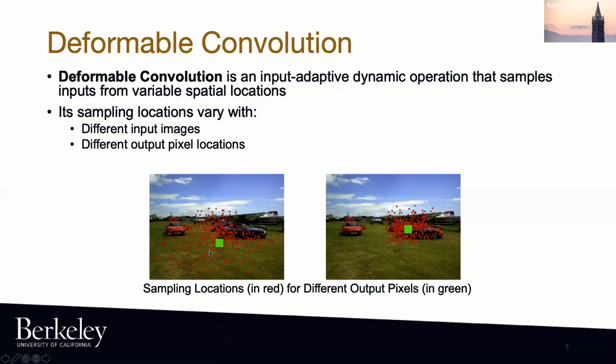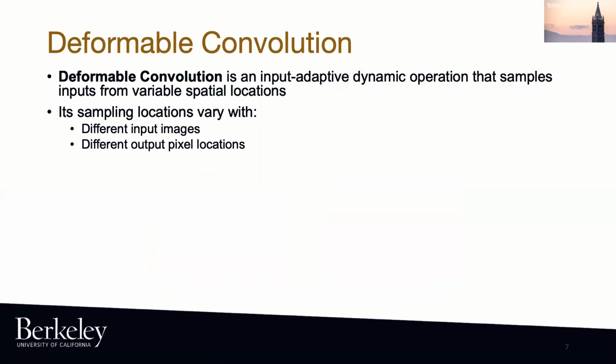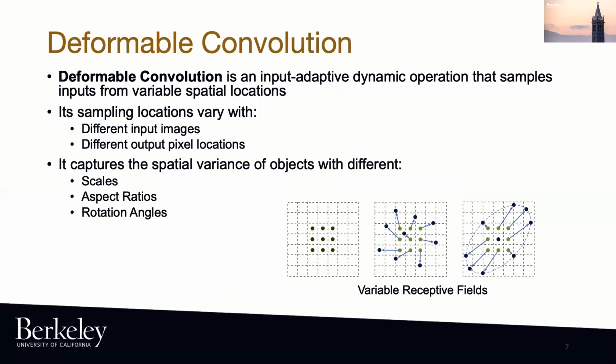For example, if the focus is the lawn, then the sampling locations are scattered among the grass. And if the focus is the car, then the red dots, which are the sampling locations, are scattered around this car. Besides, this operation can also capture objects with different scales, aspect ratio, and rotation angles. So on the algorithm side, this operation has been shown to be very effective.